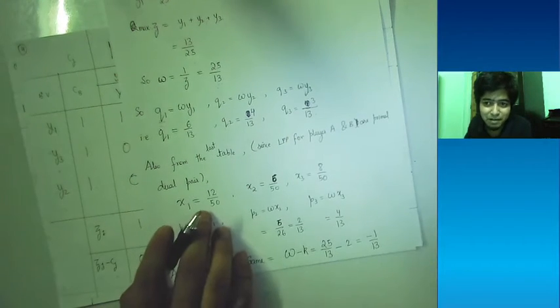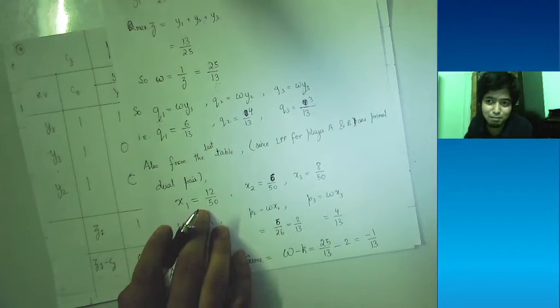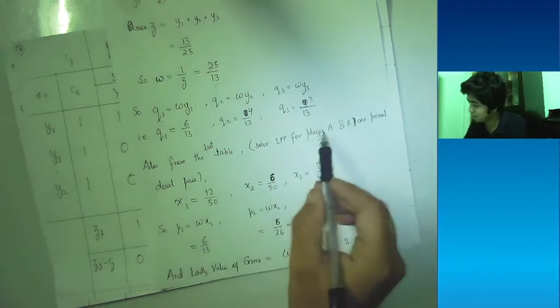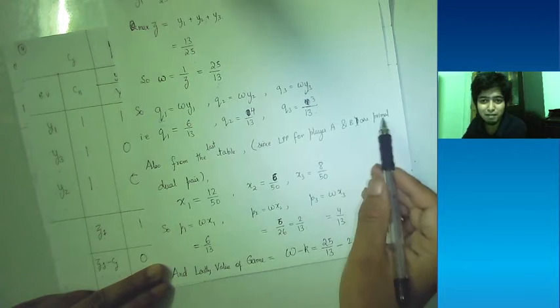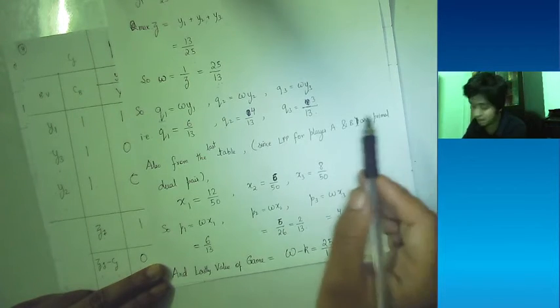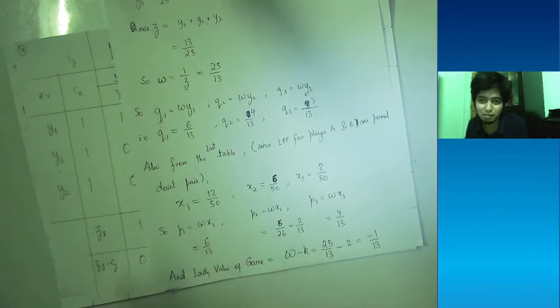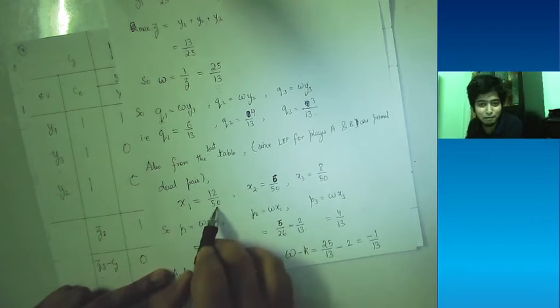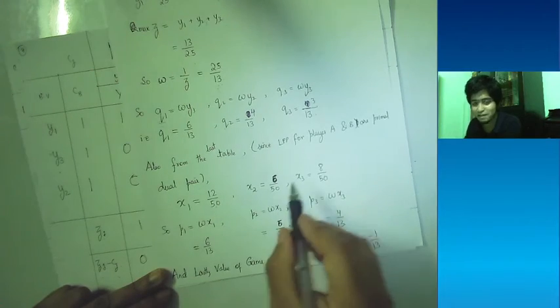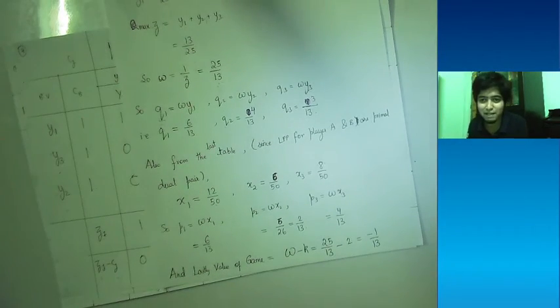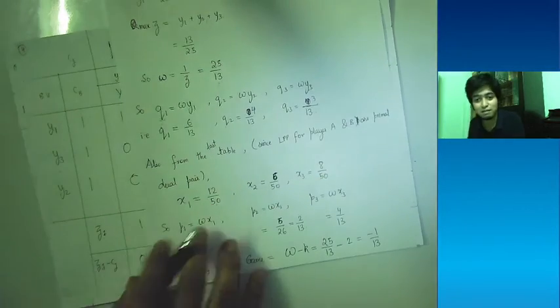But if you remember from the very beginning, I said that just by solving the game for B, we will also be able to solve the game for A indirectly, because the LPPs for player A and B form a primal dual pair. One is a primal LPP, the other is a dual LPP. So now we will get x1 equal 12 by 50, x2 equal 6 by 50, x3 equal 8 by 50. How exactly did I get these values? It is from this very last table.